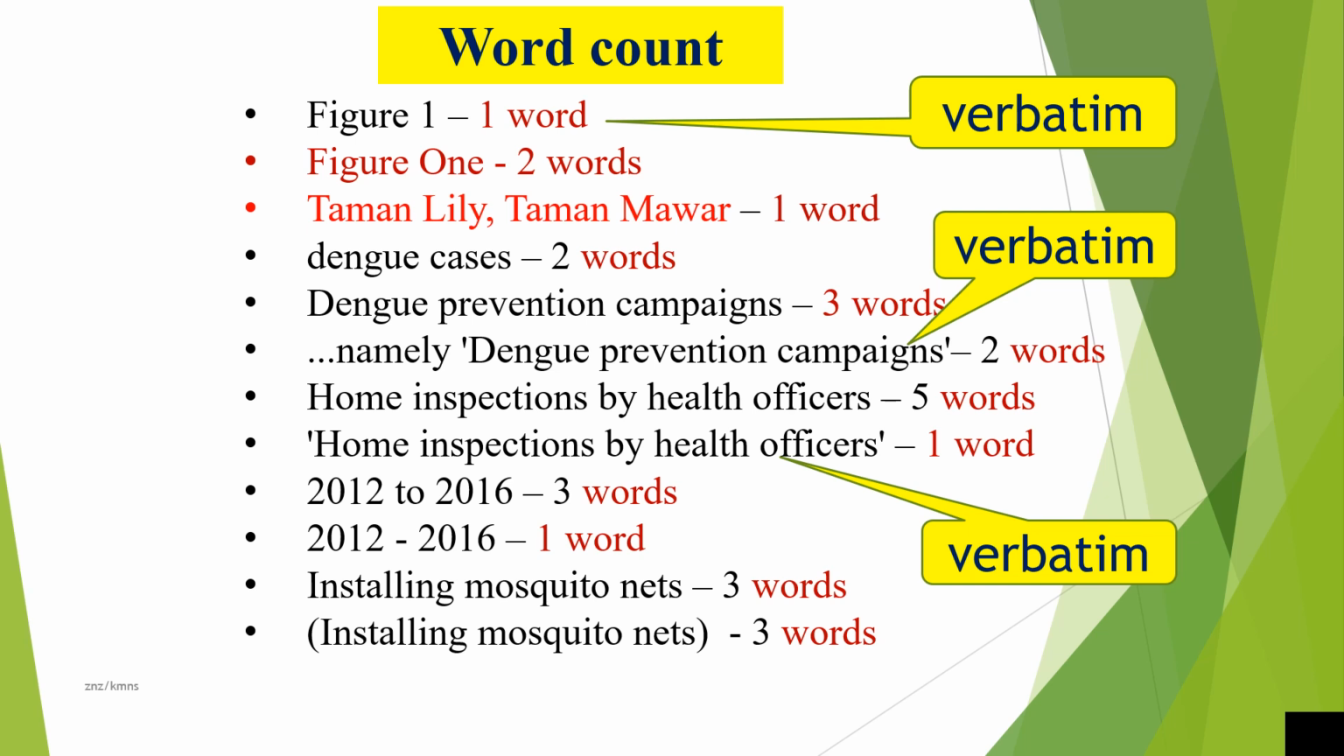Alright, as you can see here, verbatim for this figure 1, dengue prevention campaigns, home inspections by health officers. It means that these key features or these words are lifted from the visual, word for word. So that's why it is counted as one word.